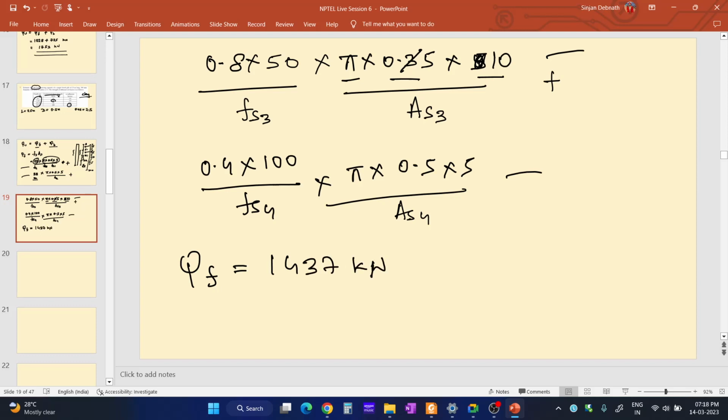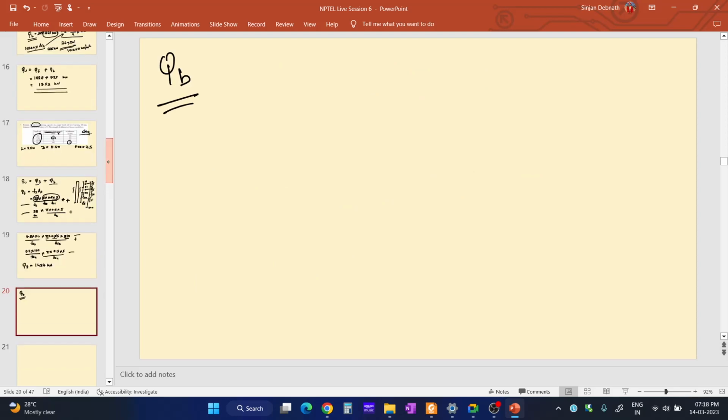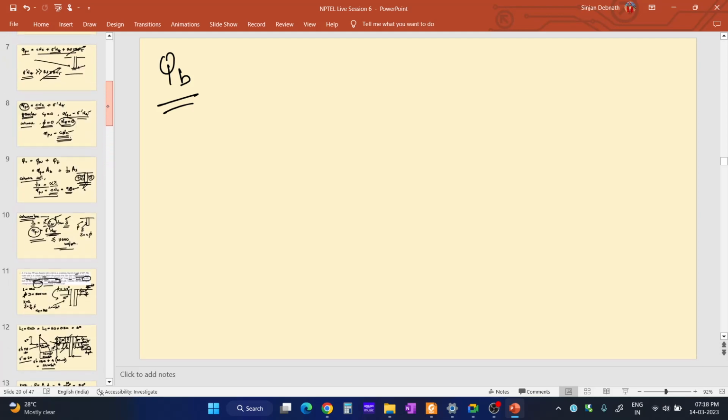Now we have found the value of QF. Now we need to find the value of total end bearing resistance, that is QB. So what is QB for cohesive soil?